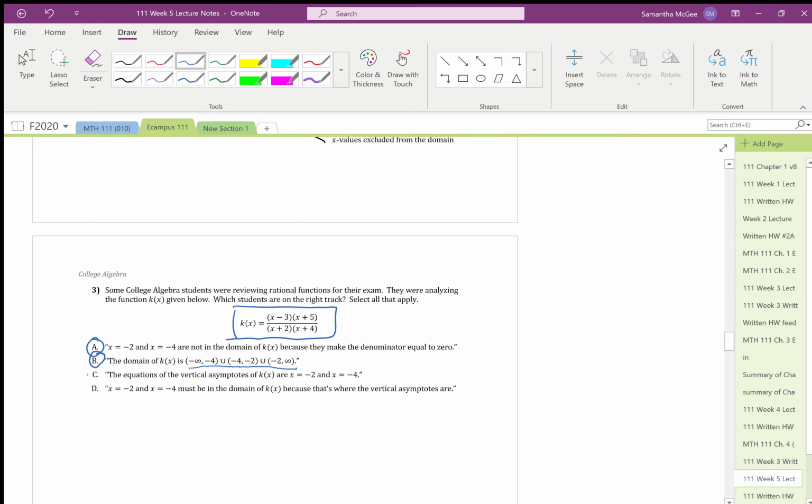And I agree with C. We saw that the values that make the denominator 0 are the same as the vertical asymptotes. And then D, x equals -2 and x equals -4 must be in the domain because that's where the vertical asymptotes are. No, right? We already said they're not in the domain. In fact, vertical asymptotes happen where the function is not defined.